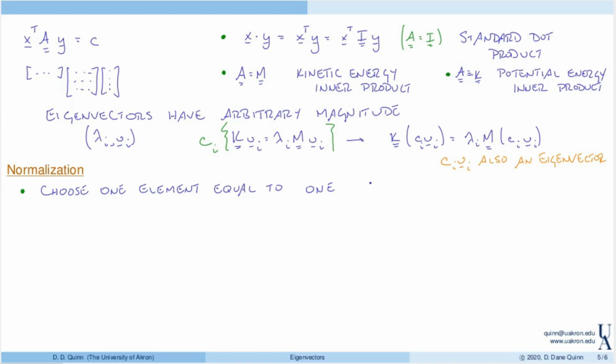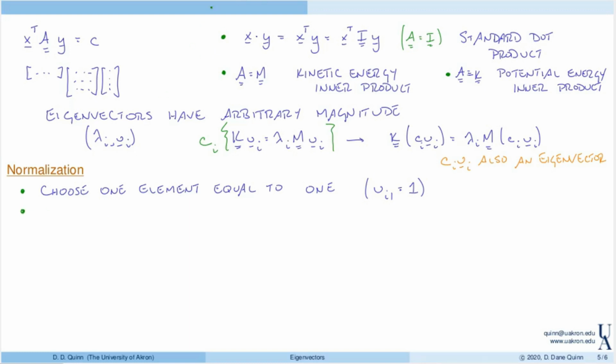And this is what we did previously when we were solving for eigenvectors. For example, we set u_i1, the first element of the ith eigenvector, equal to 1, and then we solved for the remainder. We would solve for u_i2 and 3 and all the rest of the elements of the eigenvector. So this is one way of essentially specifying an eigenvector.